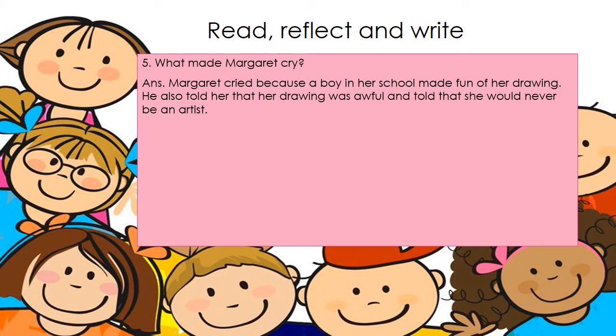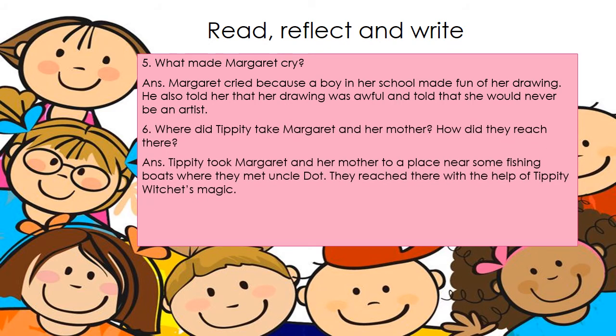Why did Margaret cry? Why was she crying there? Margaret cried because a boy in her school made fun of her drawing. He also told her that her drawing was awful, not up to the mark, not so good, and that she would never be an artist. So that's why Margaret cried there. Now come to question number 6.